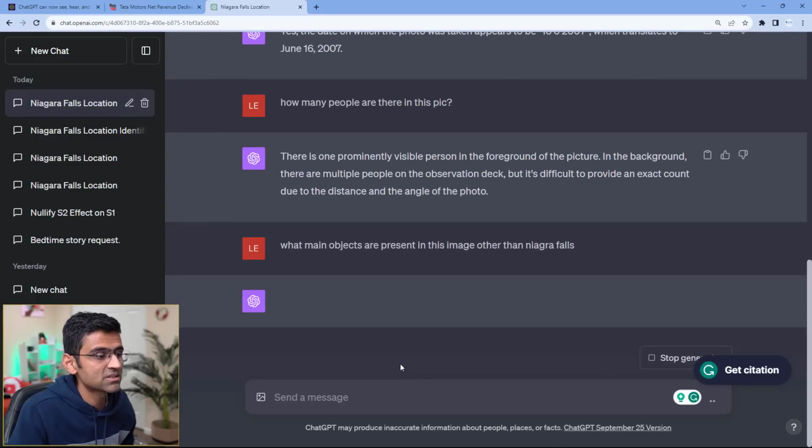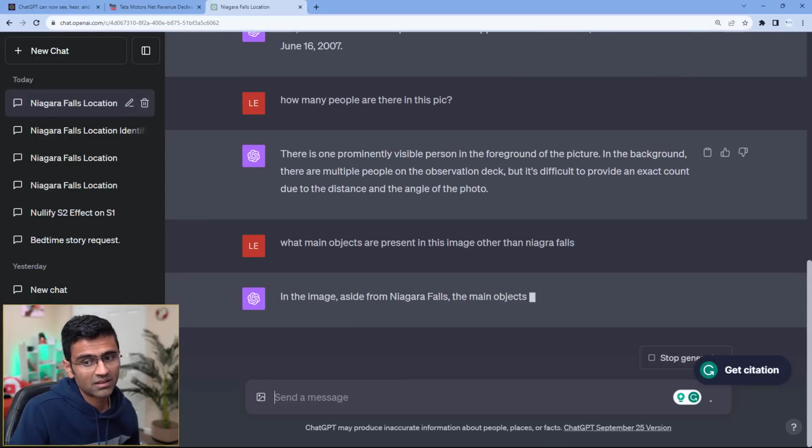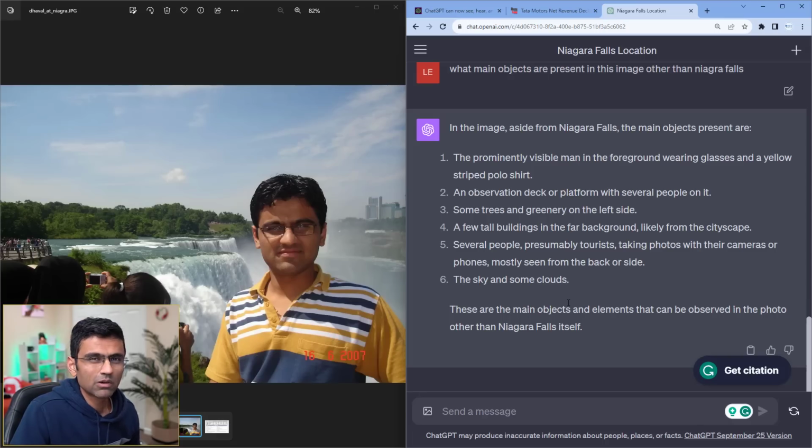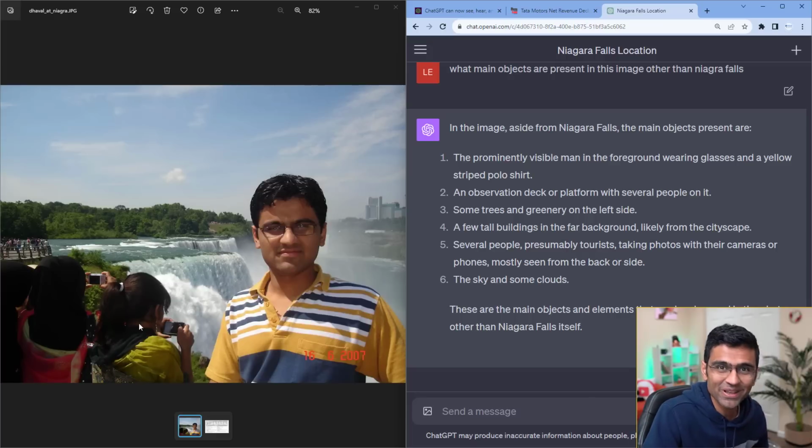What main objects are present in this image other than the Niagara Falls? Now folks, isn't this amazing? It is saying prominent visible man wearing glasses and yellow striped polo t-shirt. See, that's me. Observation deck where there are several people. So this is the observation deck. Some trees and greenery on the left hand side. Few tall buildings in the far background like these two. Several people, presumably tourists, taking photos with their cameras, mostly seen from back or side. See, they're taking pictures. It is detecting the sky and some clouds.